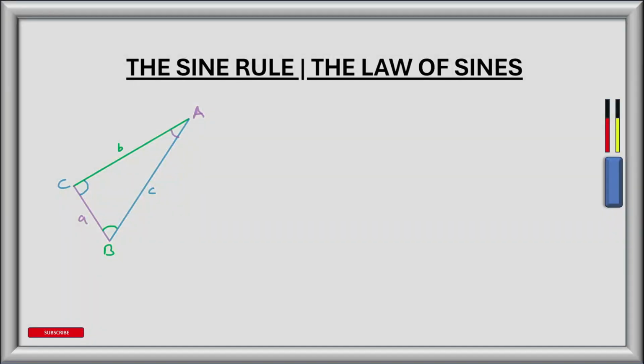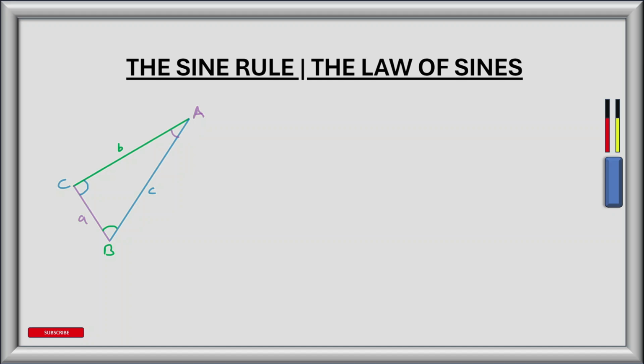The sine rule or law of sines can be used to find the angles and the length of sides in a non-right angled triangle. That is a triangle without an angle of 90 degrees. Two angles and the length of any one side, or one angle and the length of two sides, is enough to use the sine rule. Let's take a look at how the sine rule works.